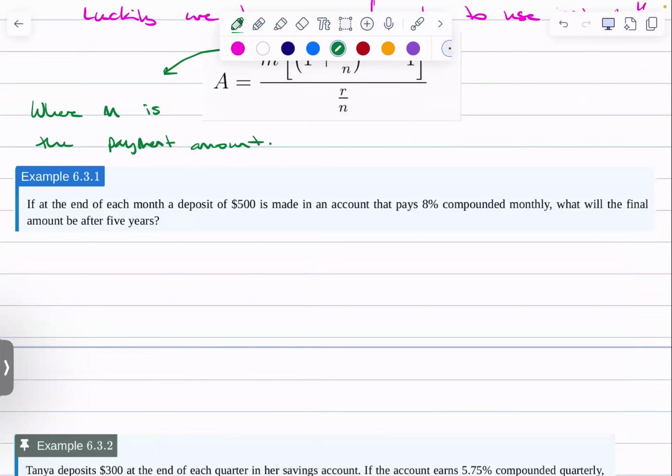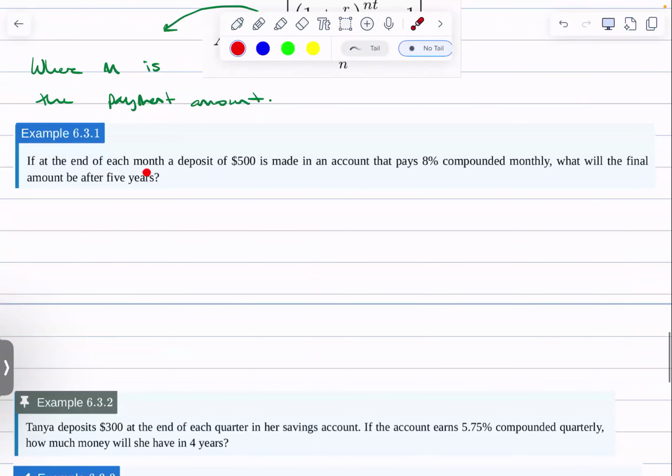Let's do an example. If at the end of each month, a deposit of $500 is made in an account that pays, sorry, $800. I don't know where I got that from. I guess it's an 800 if you read the percentage weird. 8% compounded monthly. What will the final amount be after 5 years? And so we want to find A.